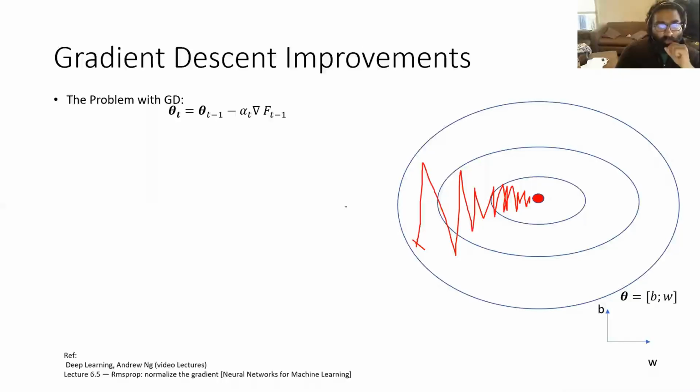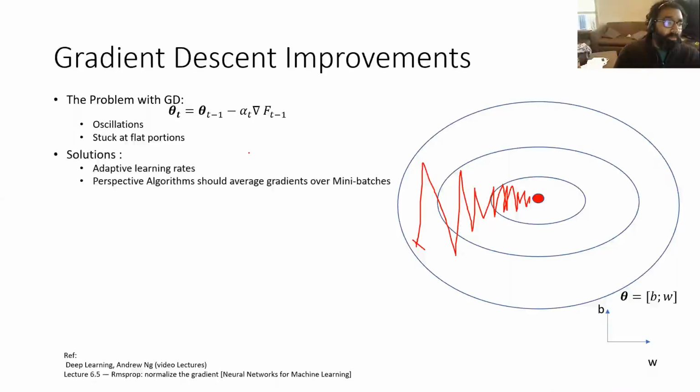That is the first problem. The second problem is if the iterate reaches an area where the gradient is almost zero, then it will be stuck there. So these two are the problems of normal gradient descent. So to solve them, we have to use adaptive learning rates. By adaptive learning rate, what we mean is we have to use a different learning rate in the X and Y direction. That is, the learning rate for b should be less and the learning rate for w should be high in this particular case.